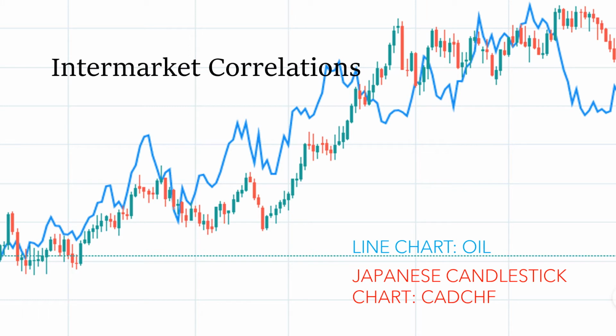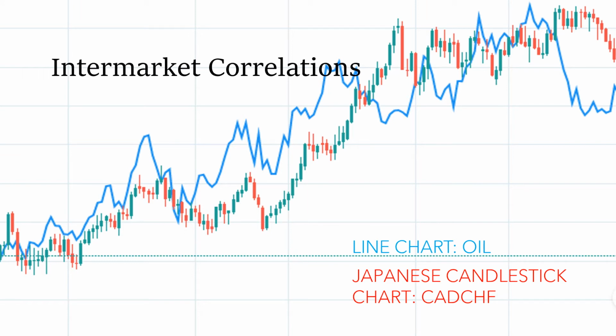The final type of intermarket correlation we'll be looking at is the one between the Canadian dollar and oil. The price of the Canadian dollar is often positively correlated with the price of oil. An increase in the price of oil will see an increase in the value of the Canadian dollar on the forex market. And so this is often reflected in movements in the US dollar to Canadian dollar pair, because oil is traded in the US dollar, and the US dollar is generally negatively correlated with the price of oil.